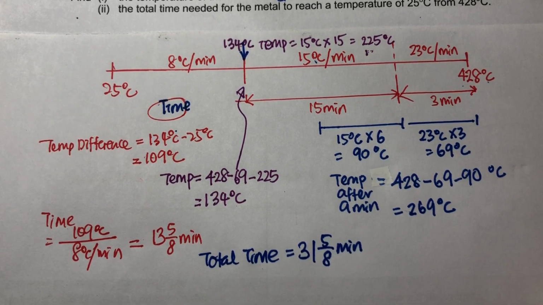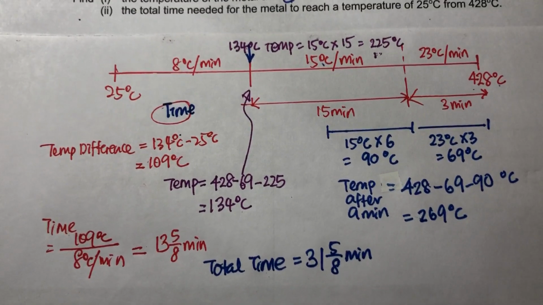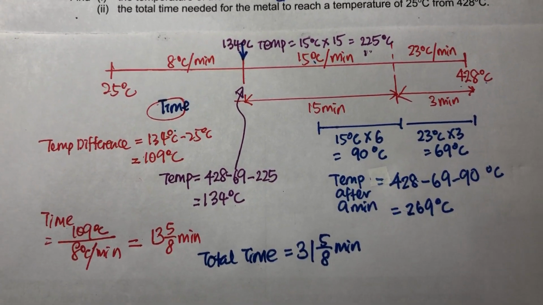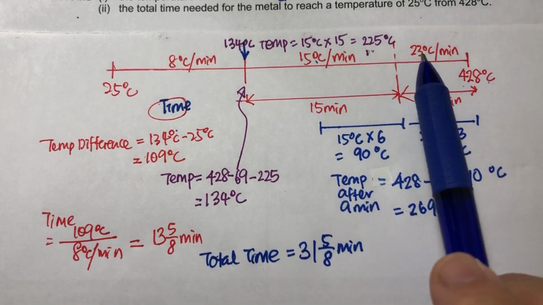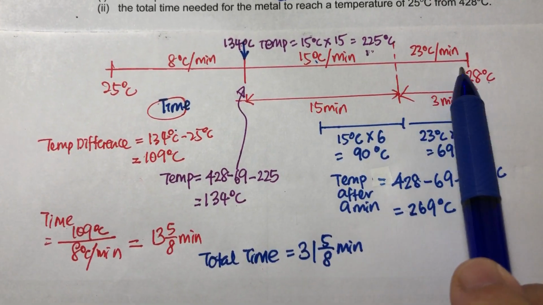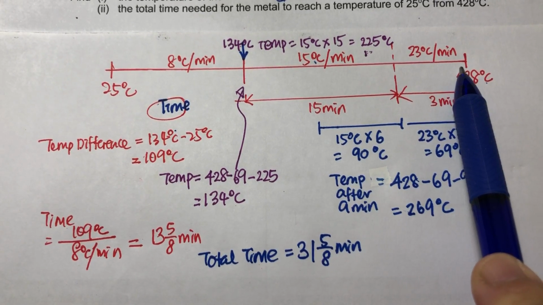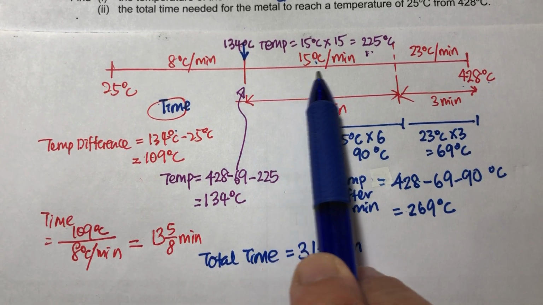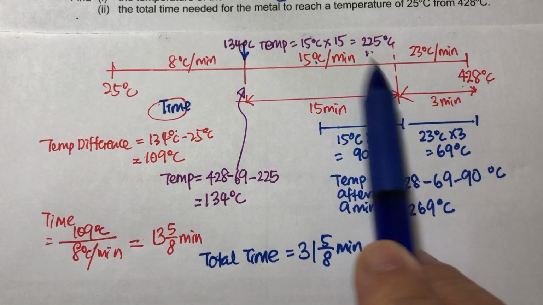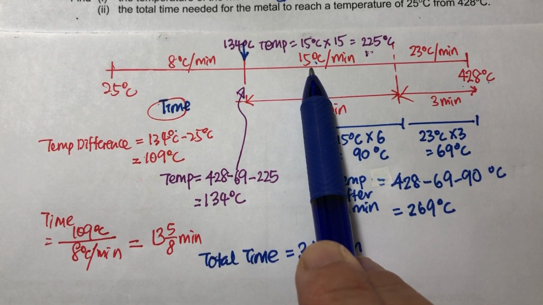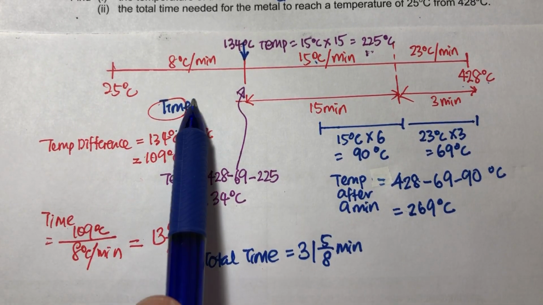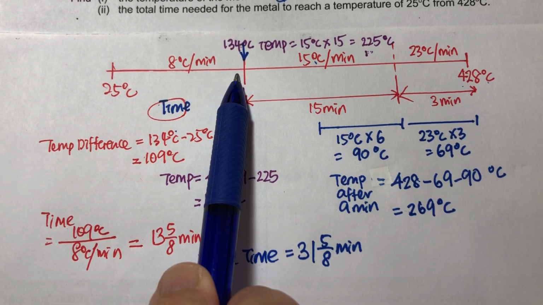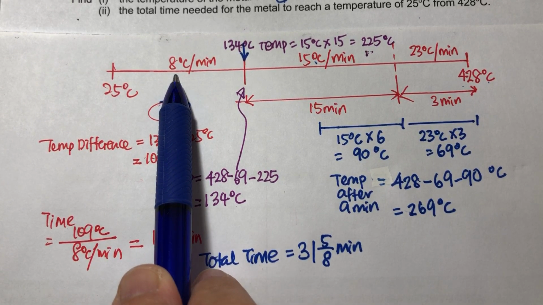The last part of the question asks, write down one assumption made in this scenario. So the assumption made is the rate of change of temperature within this range in the first 3 minutes is constant. The rate of change of temperature in the next 15 minutes is constant at 15 degrees Celsius, and the rate of change of temperature in the third portion is constant at 8 degrees per minute.